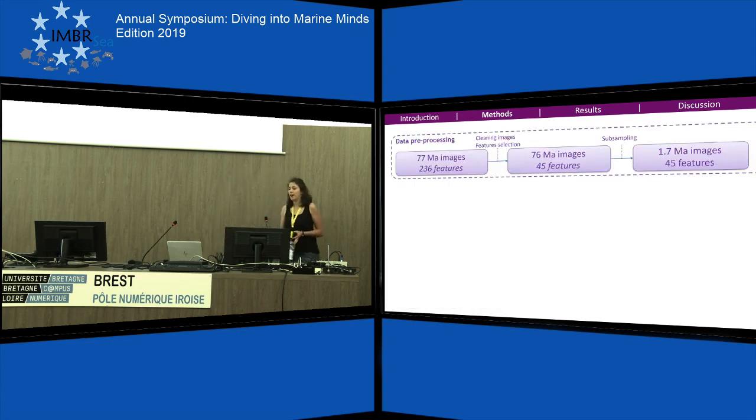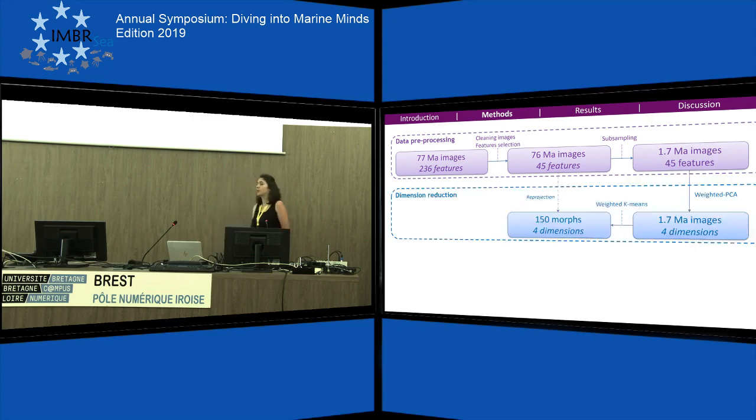So we did a 3-step analysis. We pre-processed the data, so we cleaned the images, we chose which morphological features we would use, and we subsampled, because 77 million images was still too much, so we took 100 images per sample. Our second step was dimension reduction, so that we could extract meaningful information from our data set. We did a principal component analysis to have the main drivers of the variation, and we kept only the 4 first dimensions. And on this morphological space that was created, we clustered the individuals in 150 groups using a K-means clustering. And for both of those analyses, we used a weight that was linked to the abundance recorded by the Imaging FlowCytobot.